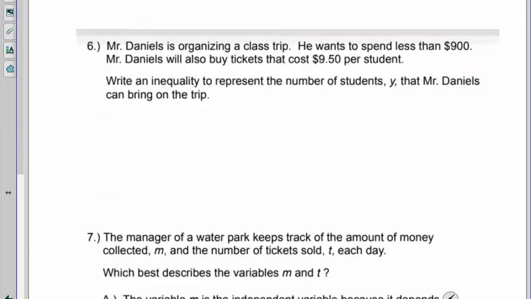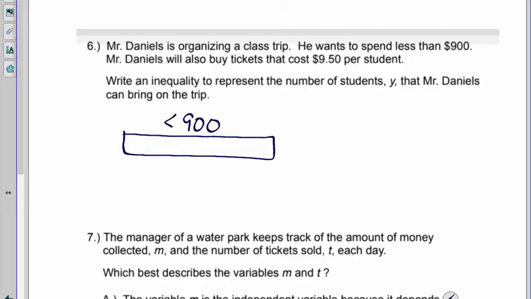All right, Mr. Daniels is organizing a class trip and he wants to spend less than $900. So he buys tickets that are $9.50 a student. And I want an inequality that shows this situation. So I'm going to draw a bar model first. And I want the whole thing to be less than 900. I know that one ticket is $9.50. There's one ticket. 2 tickets. And we have Y tickets. Why is it Y? Because they said it was.